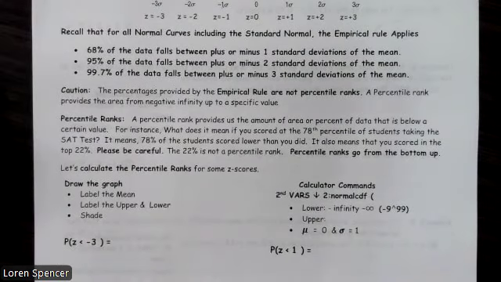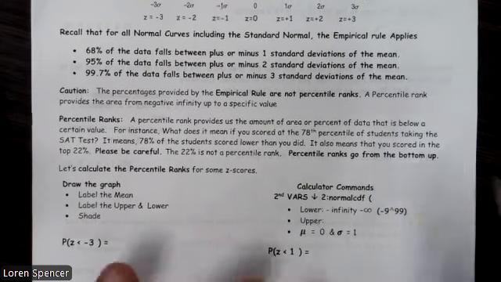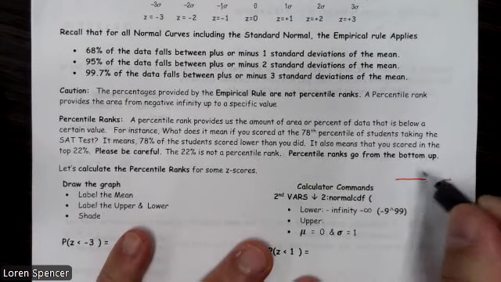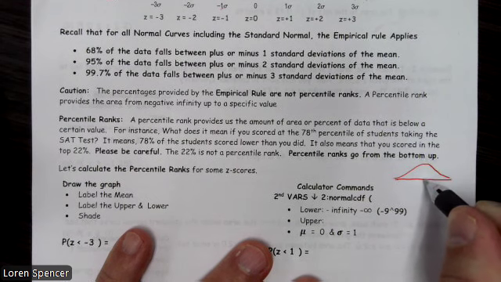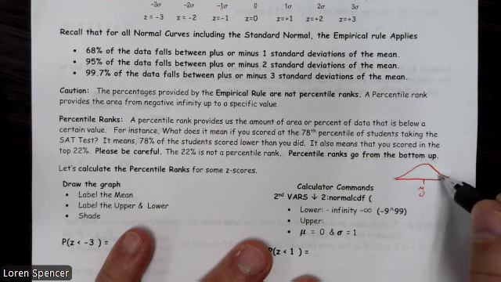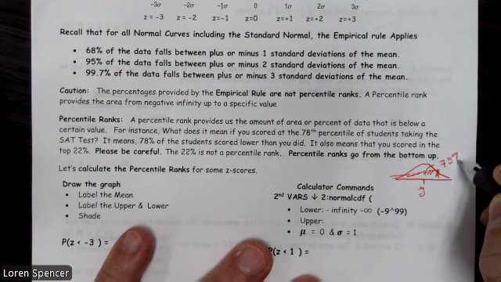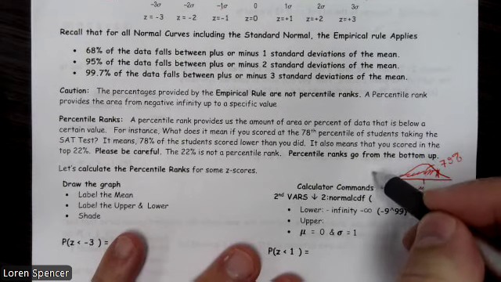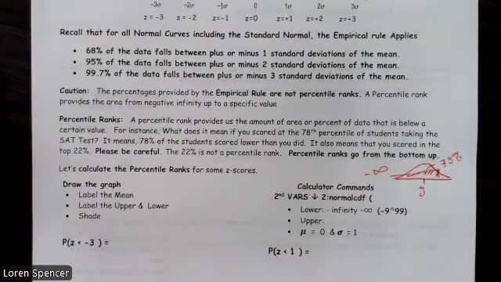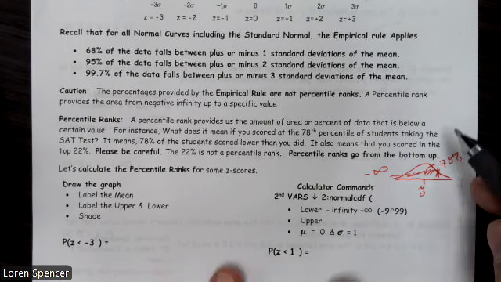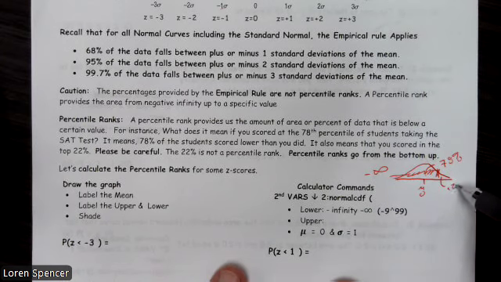So, for instance, what does it mean if you scored in the top 78% of the students taking the SAT test? If I were to draw a picture of that, midway would be our mean, and half would be below it. That would be at 0. But what they're saying is 78% scored below you, and that area would go to negative infinity, even though you can't make a negative percentage. That also means 22% scored above you.